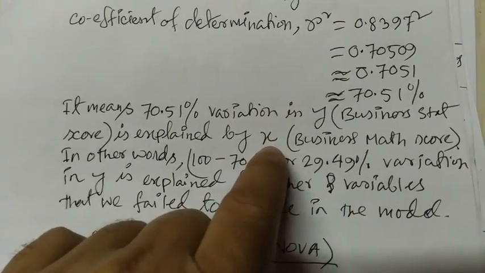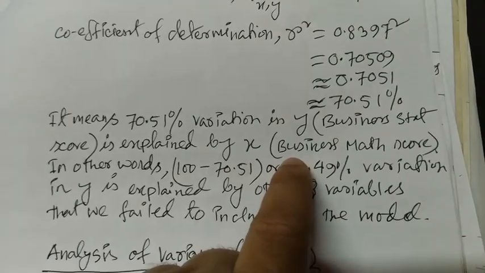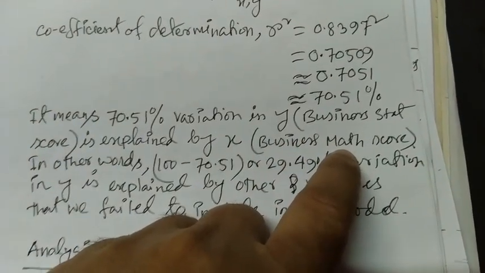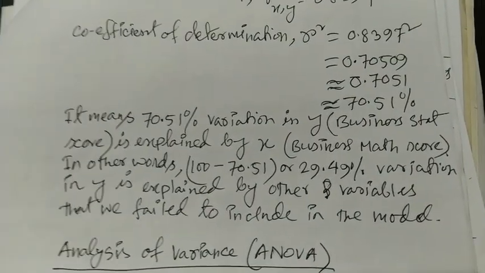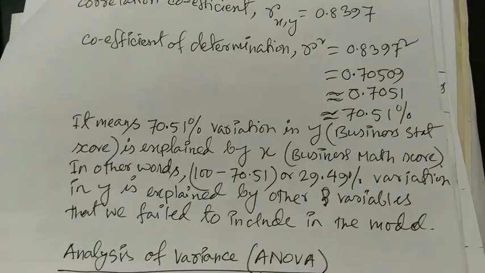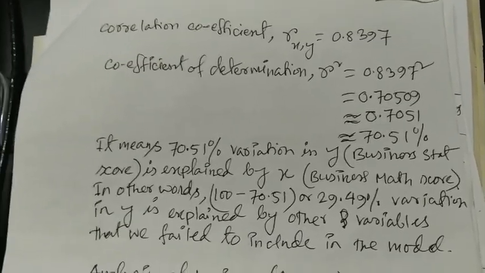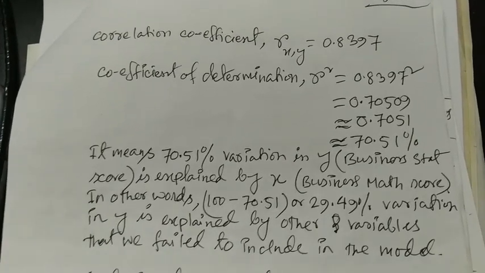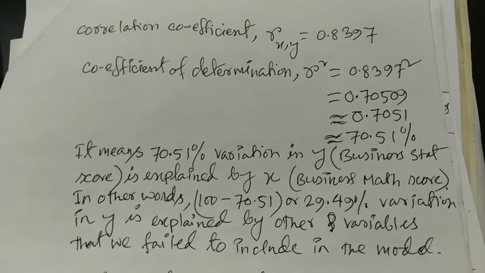We have included only one explanatory variable, that is the business math course. We didn't include any other variable, but the business stat score does not depend only on the business math score. It may depend on many other variables, for example the average time spent on this course, or the number of hours spent daily on this course, or attendance. If a student attends all the classes, definitely his or her business stat score will be better.